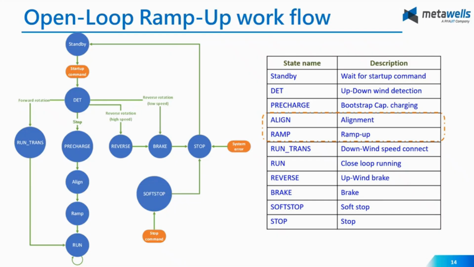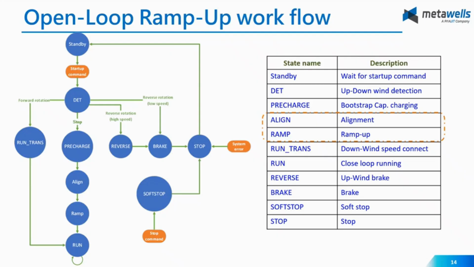So the state machine initially stays in the standby state, here. Upon receiving a user command, the start up command in the orange box, it transitions to DET. Detect means the detection state, to determine the motor current status, whether it is rotating forward, rotating in reverse, or at a standstill.